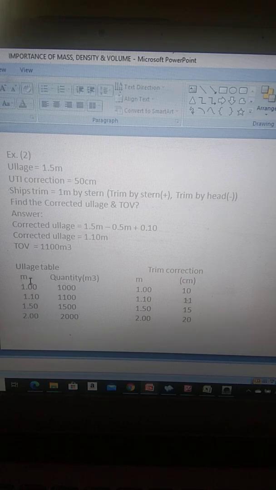Okay guys. Take note also guys that ullage table sometimes also in barrels. But in this example, I used cubic meter. So this can either be in barrels or in cubic meters.